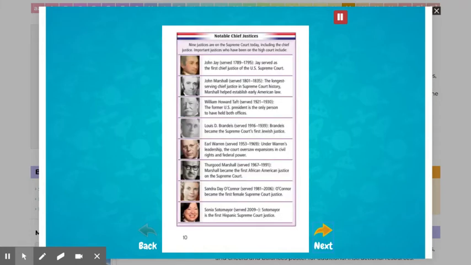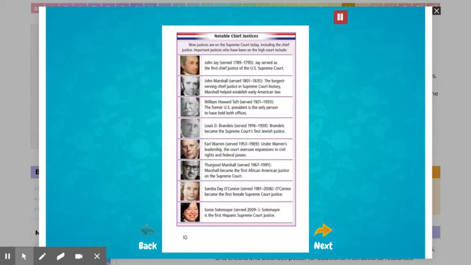Notable Chief Justices. Nine justices are on the Supreme Court today, including the Chief Justice. Important justices who have been on the High Court include John Jay, who served 1789 to 1795. Jay served as the first Chief Justice of the U.S. Supreme Court. John Marshall served 1801 to 1835. The longest-serving Chief Justice in Supreme Court history, Marshall helped establish early American law.